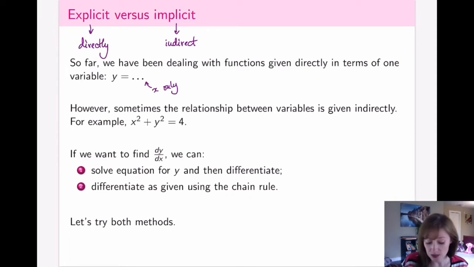So for example, let's take a look at this expression, or a relationship, x squared plus y squared equals 4. That's not given in the form of y equals a function of x. Here we have y's and x's intermittently on one side or both sides of the equation.